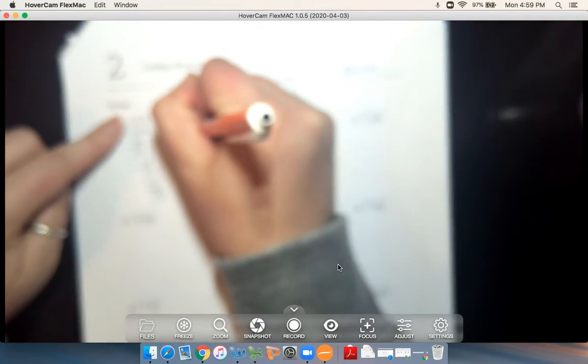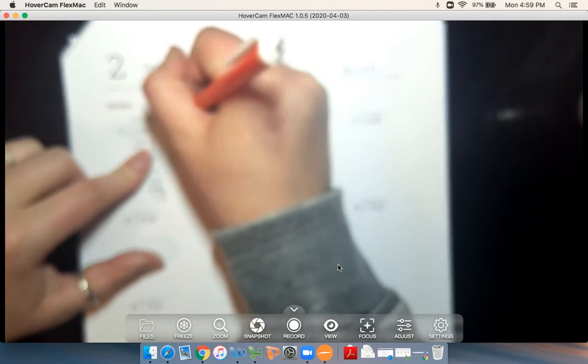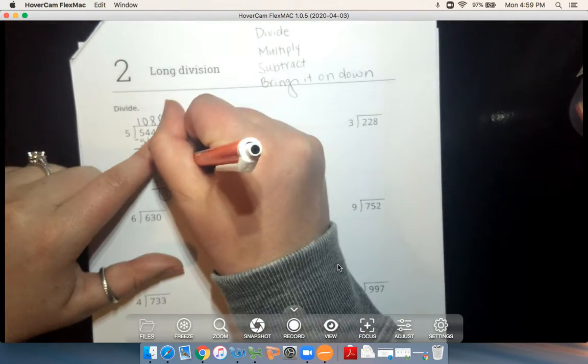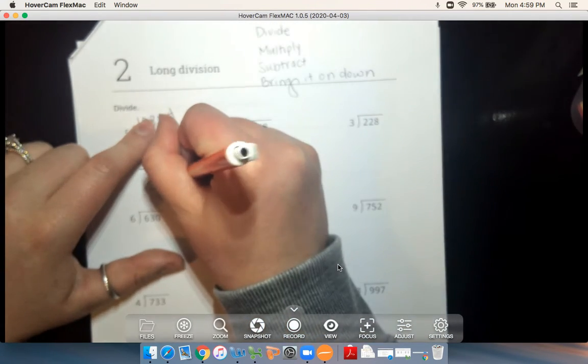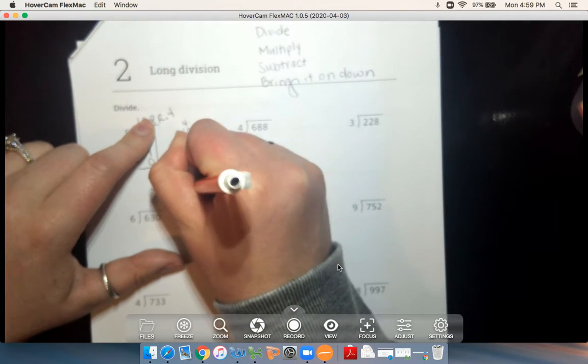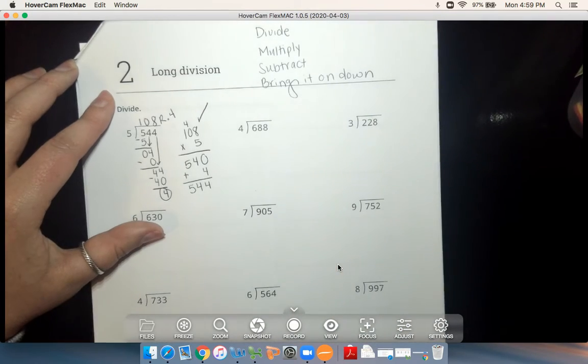And to check my work, I'm going to take 108, my answer, and I'm going to multiply that by 5. Okay, so my answer times 5. 8 times 5 is 40. 0 times 5 is 0, plus 4 is 4. 5 times 1 is 5. My answer here is 540, but I need to add in my remainder. So I'm going to do 540 plus 4. It's 544, which was what my number was here. So that means that I got this one correct. And I checked my work too.